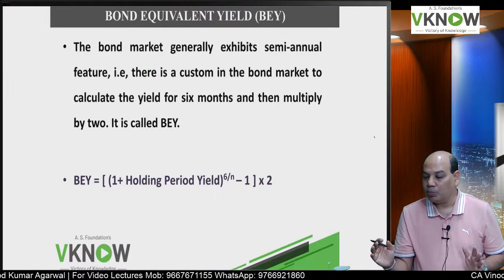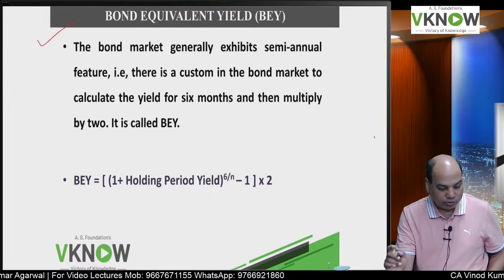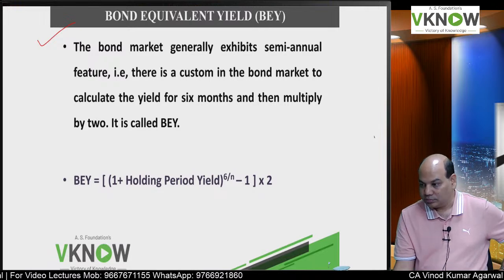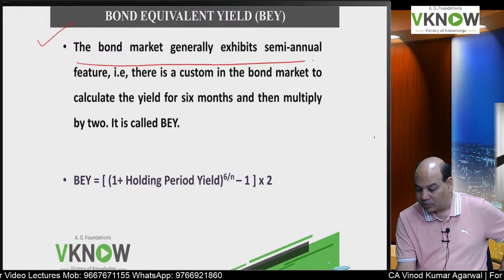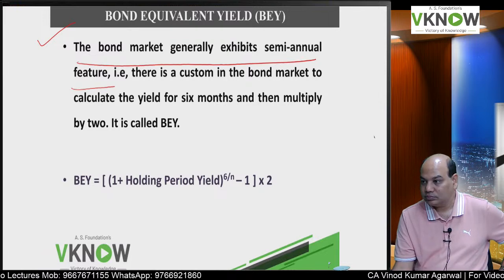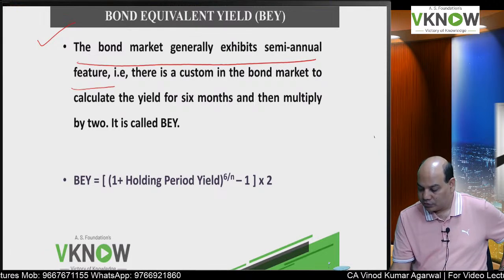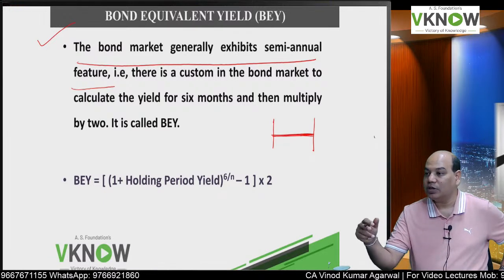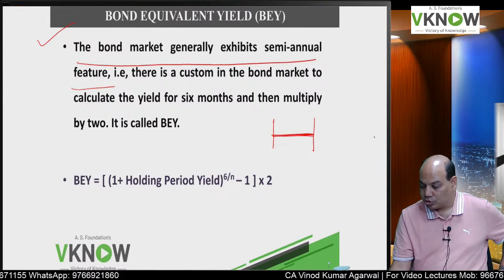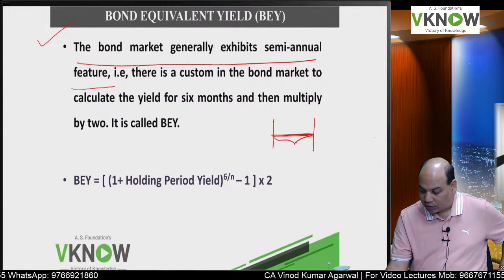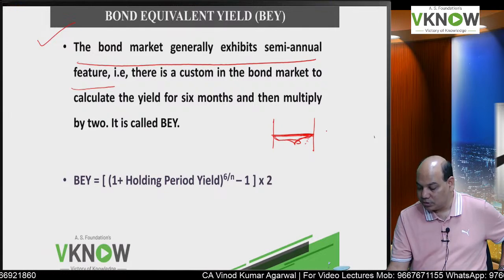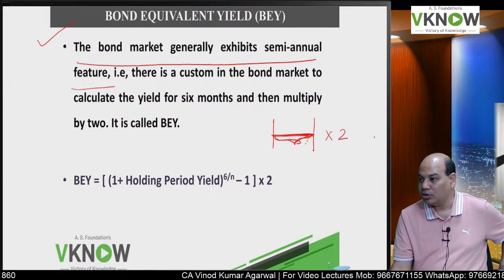Now next is called bond equivalent yield. We will take a question on money market yield after some time. Bond equivalent yield. Bond market exhibits semi-annual feature, because in most of the bond markets, coupons are paid after every 6 months. So first what I will calculate? I will calculate the yield for 6 months. First I will calculate the yield for 6 months and then multiply by 2.